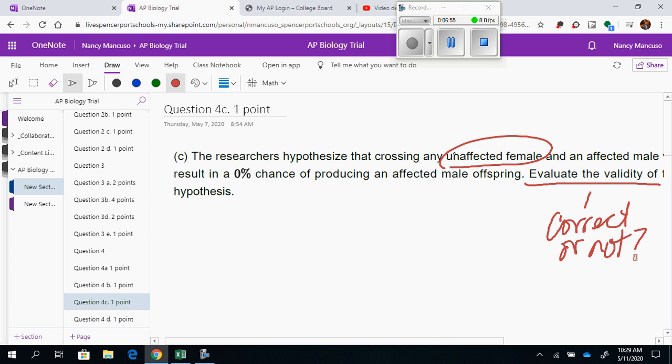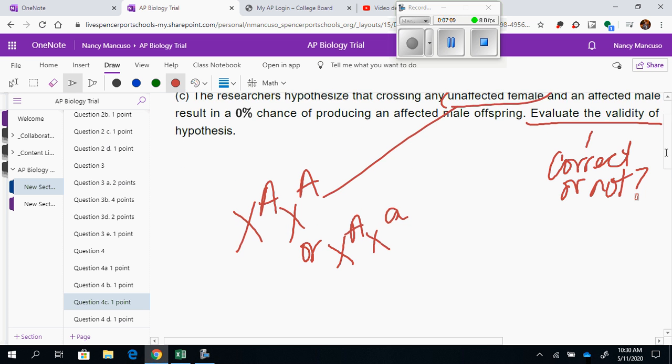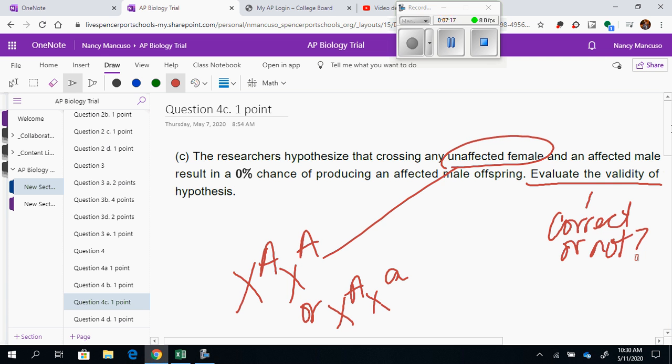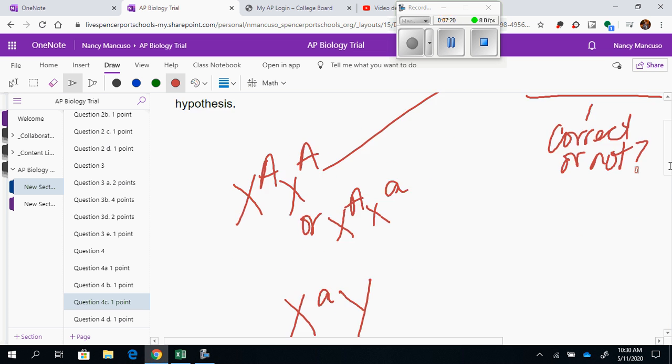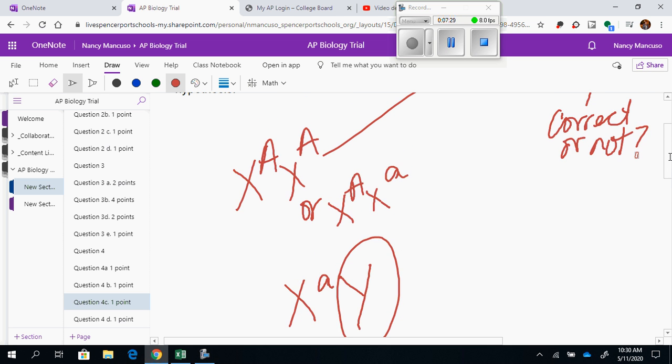So if I have an unaffected female, that unaffected female could be X big A, X big A, or X big A, X little a. Both of those females would be unaffected. And I'm going to cross them with an affected male. An affected male is X little a Y. And it says 0% chance of having an affected male. Well, the males get the Y from dad and they get the X from mom. So if mom was X big A, X little a, half of the males would be affected.